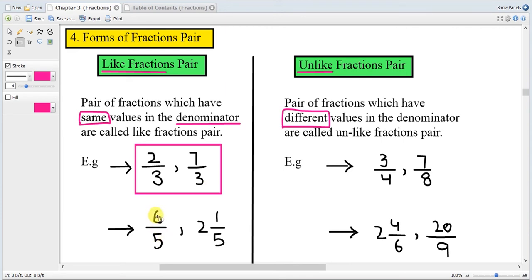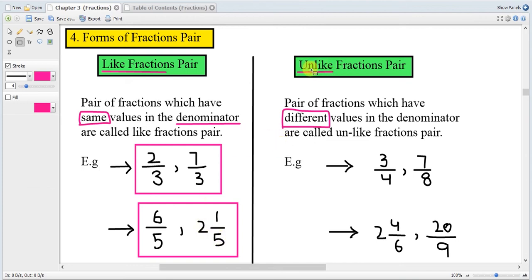And secondly, 6 over 5 and 2 whole 1 over 5. In this case, though these are different types of fractions, our focus here is not on categorizing the types of fractions, but to find out whether they are like fractions or unlike fractions, right? So we have the same denominator, which is 5 and 5. So collectively both of these two fractions are a like fraction pair, right?